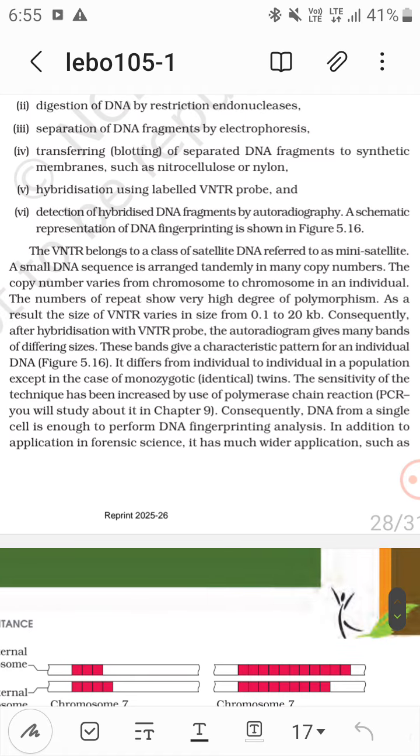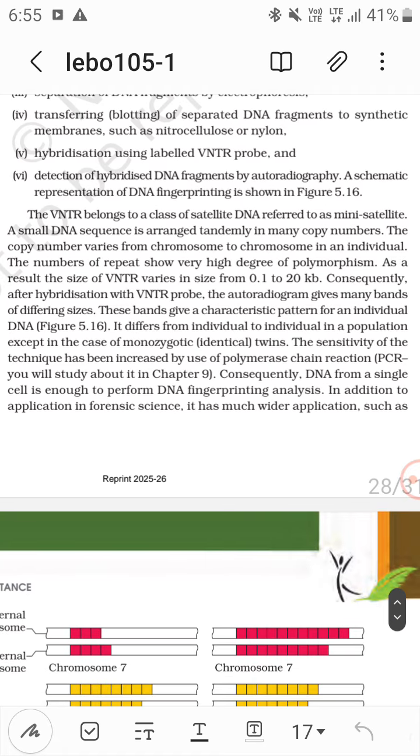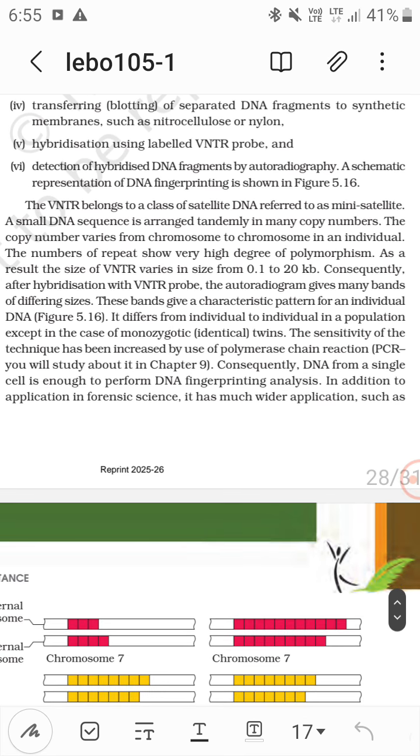Now a small DNA sequence is arranged randomly in many copy numbers. The copy number varies from chromosome to chromosome in an individual. The number of repeats shows a very high degree of polymorphism.